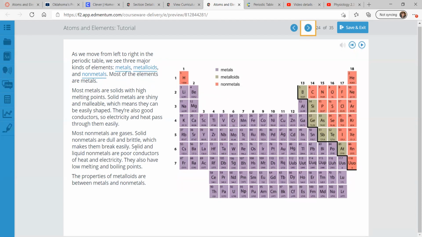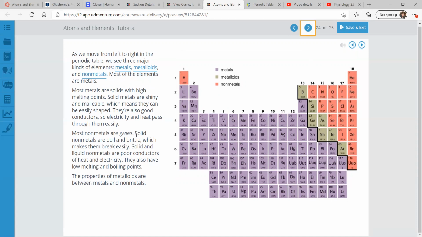As we move from left to right in the periodic table, we see three major kinds of elements. You have these metals, which are the purple. You have metalloids, which is this gray area. And then we have non-metals, so hydrogen, helium, and these elements to the right of the table.